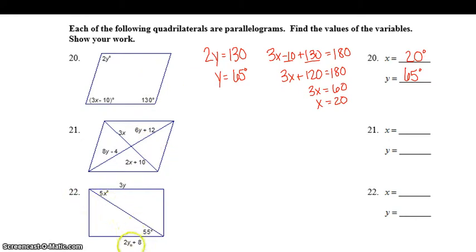On 22, what do we know about opposite sides of a parallelogram? They're congruent. So 3y is going to equal 2y plus 8. So minus 2y, that's y equals 8. Now on that one, I'm not going to put degrees because that is a side length, and side lengths are not measured in degrees.